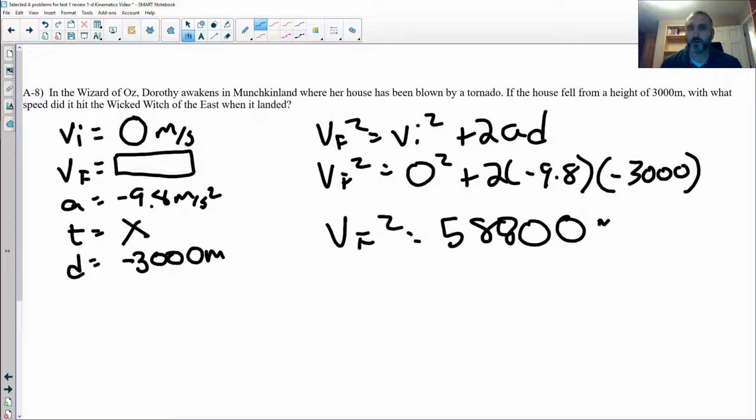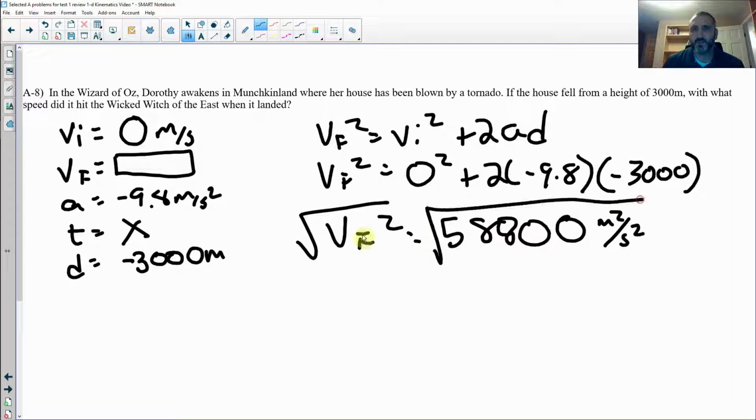58,800 meters squared per second squared. Don't worry about this because we're going to take the square root of both sides, because I don't want VF squared, I want VF. We take the square root of the meters squared per second squared, and that ends up with meters per second.